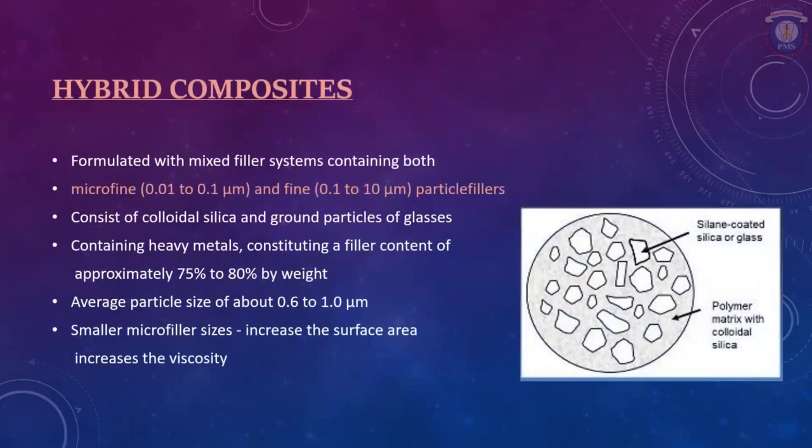Coming to the hybrid composites, they were formulated with mixed filler systems containing both microfine and fine particle fillers. It consists of colloidal silica and ground particles of glasses, contains heavy metals, constituting a filler content of approximately 75 to 80% by weight, with an average particle size of about 0.6 to 1 micrometer.